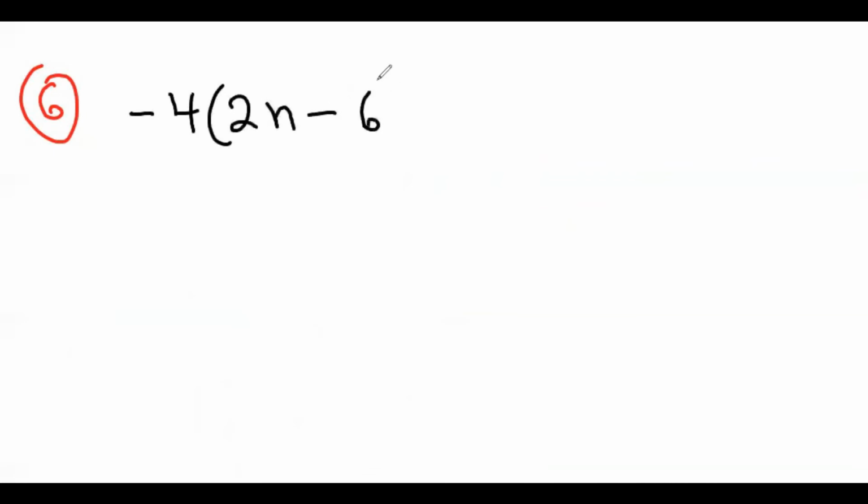All right, so 6. Okay, we had a negative 4, then we had 2n minus 6 is less than 1. It said n, but I'm just going to put 1 in because I always put a 1 whenever there's a variable by itself, plus 6.